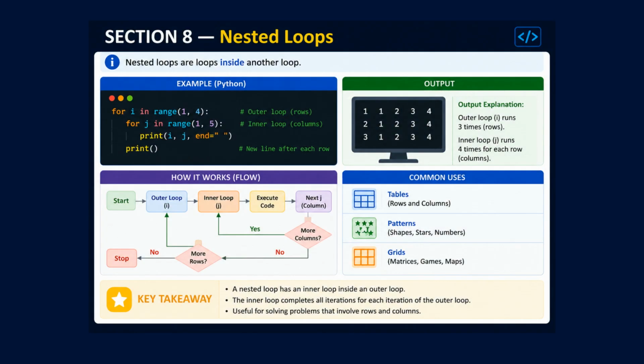Welcome to Section 8, where we learn about nested loops. Nested loops are loops inside another loop. In this example, the outer loop controls the rows, and the inner loop controls the columns.